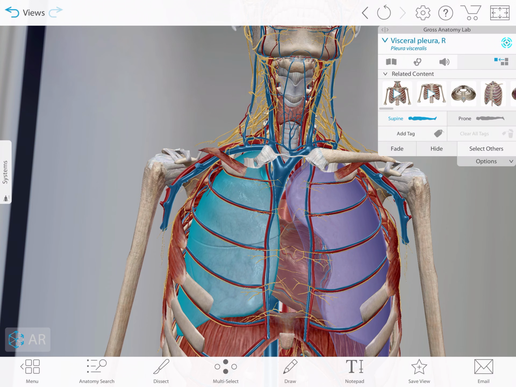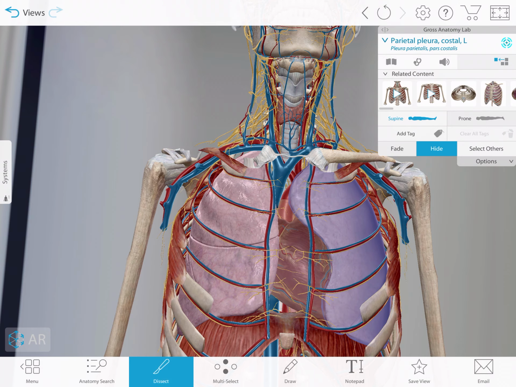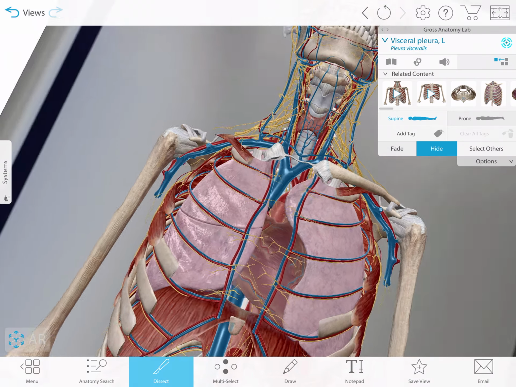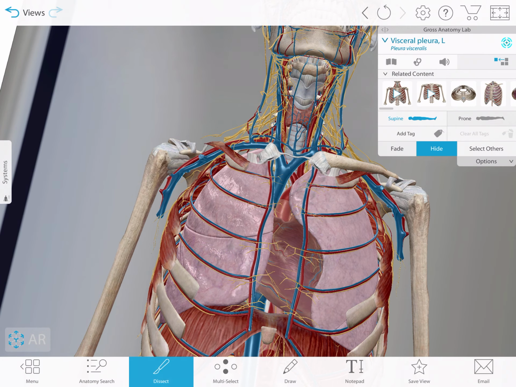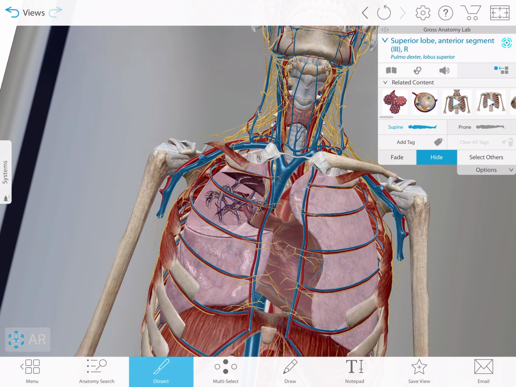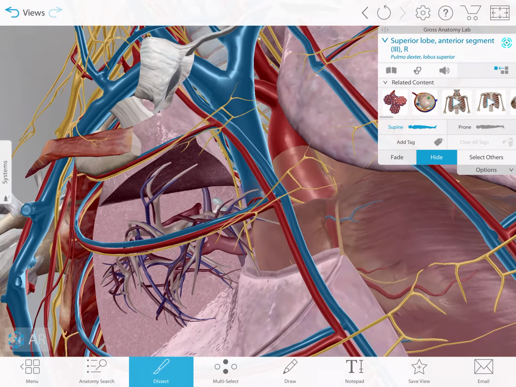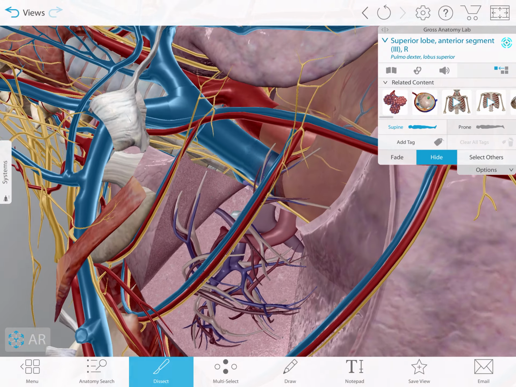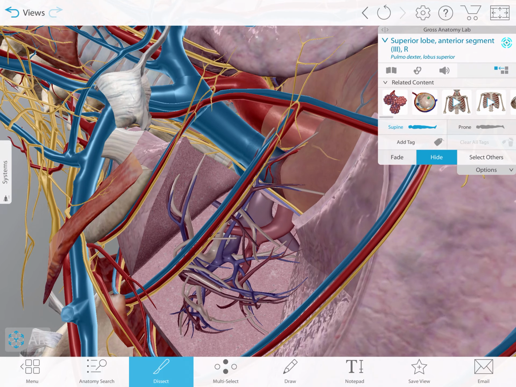If we were to go back under here and remove this covering, we can actually see the lungs themselves, getting rid of the membrane. And if we remove the lung or part of the lung itself, we can actually zoom in and see where the primary bronchi is going to enter with the pulmonary arteries and the pulmonary veins and give rise to the bronchial tree.